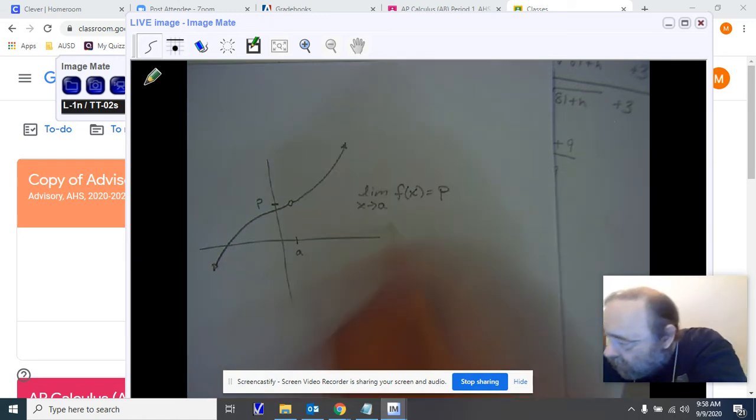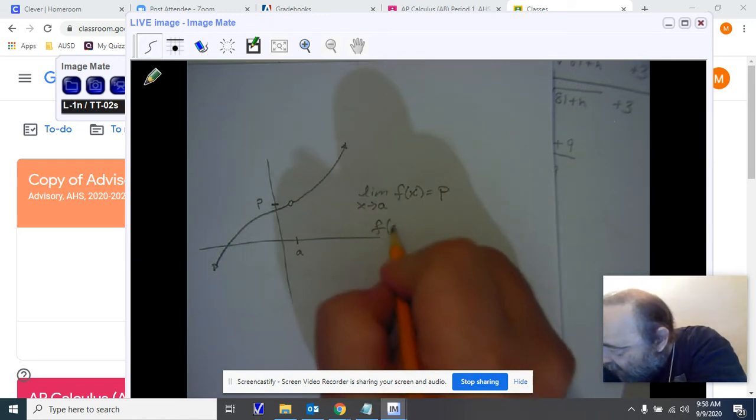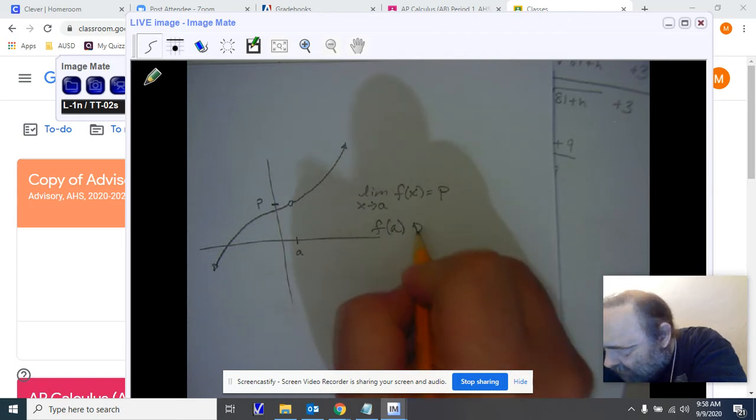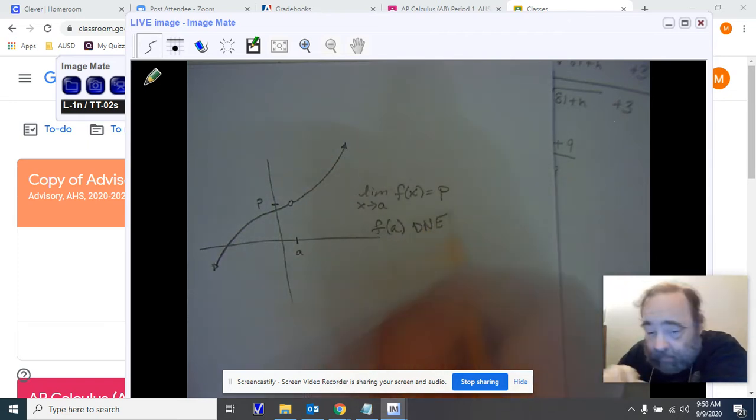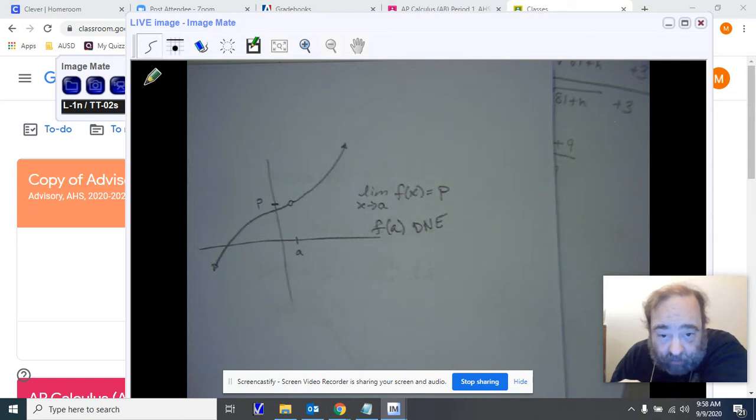But you'll notice f of a does not exist. That's a problem. Right there, it's failing the second criteria. And because it's failing the second criteria, this function is considered discontinuous or not continuous.